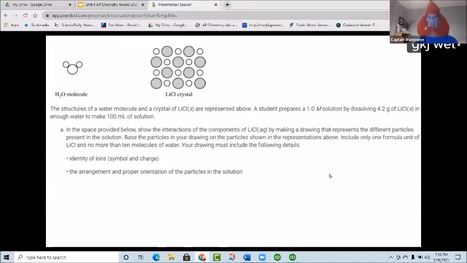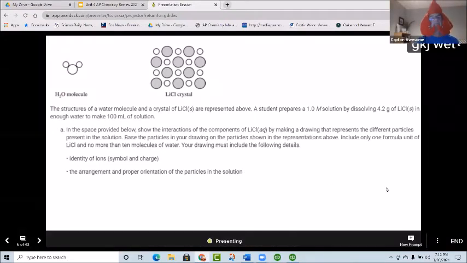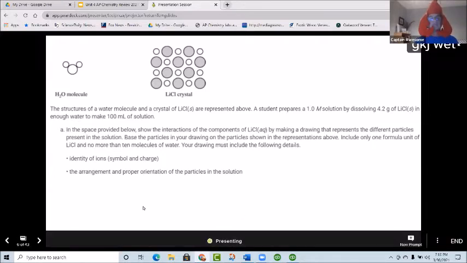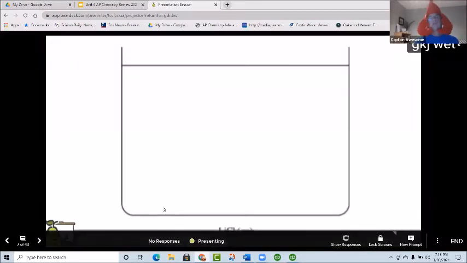So it says only include 1 formula unit of LiCl and no more than 10 molecules of water. So don't go drawing 100 molecules of water and a bunch of LiCls, right? But your drawing must have the identity. So you're going to have to label things, and it has to have a charge, but everything must be in the correct orientation. So water molecules look like that. Lithium chloride crystals look like that, right? And so we're going to let y'all draw in this space. So you can draw your very own solution.